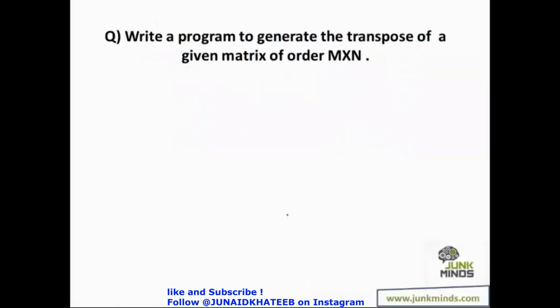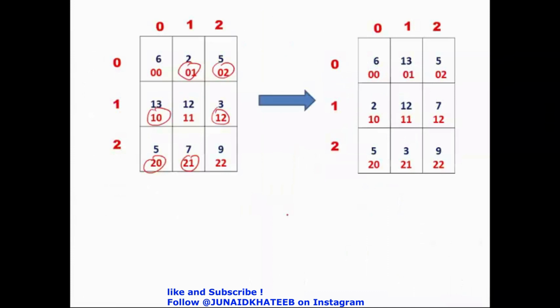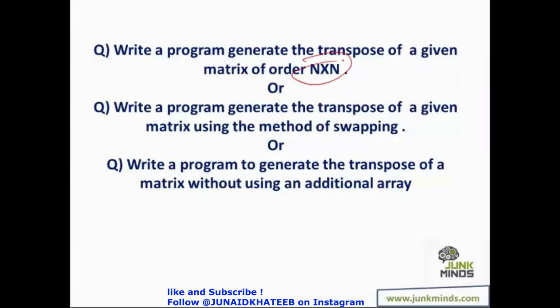Now again, going back to the previous questions, we had 3 versions. See, this was pretty straightforward, that I need to generate the transpose of a square matrix. Now look at the second question. Write a program to generate the transpose of a given matrix using a method of swapping. What they've mentioned is that I'm supposed to use method of swapping. So this is indirectly telling you that the program has to work for a square matrix only, because method of swapping does not work with any matrix in general.